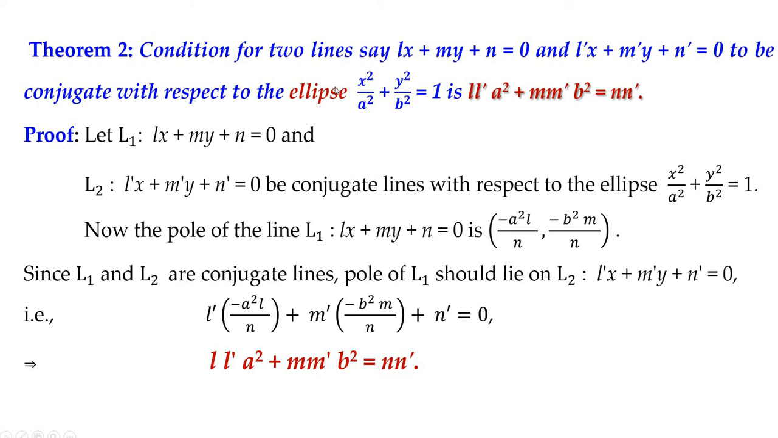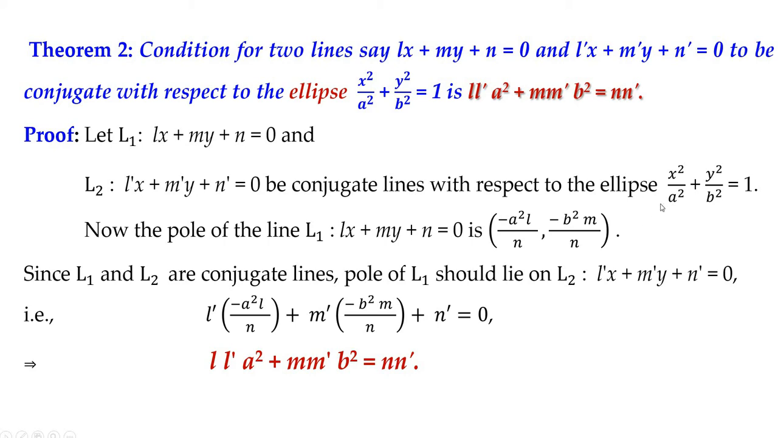Now, in the case of the ellipse, we have already defined conjugate points and conjugate lines with respect to a conic. So, the same definition holds. Now, we arrive at the condition. We are given two lines, Lx plus My plus N equal to 0, and L prime x plus M prime y plus N prime equal to 0.